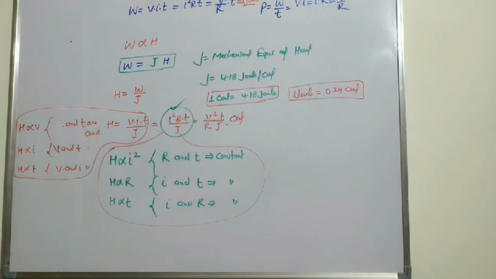So we can say heat produced is directly proportional to the square of the flowing current. Heat produced in a wire is directly proportional to the value of its resistance, and heat is directly proportional to the time for which current passes through a resistance.